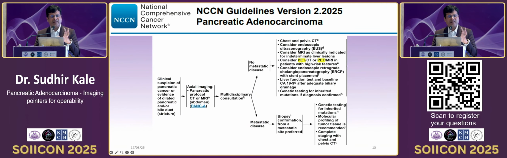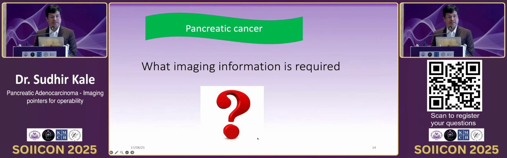Then this is a little bit of the overall approach: whenever there is a clinical suspicion, you plan either a CT or MRI. Then based on the multidisciplinary discussion, if it's a non-metastatic disease, again you can do a whole body CT or a PET CT if required. And if there is a metastatic disease, that particular metastatic disease requires confirmation.